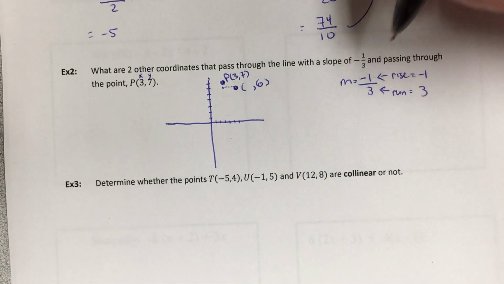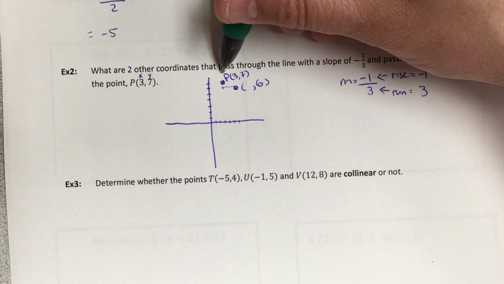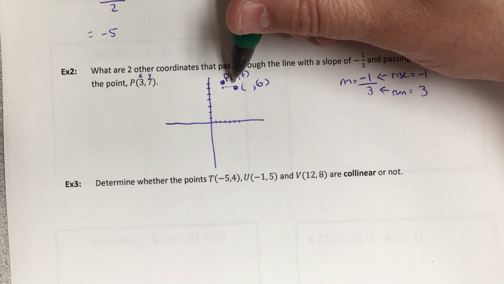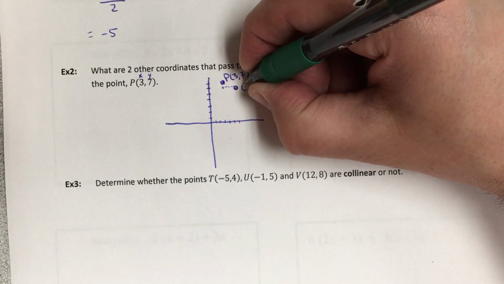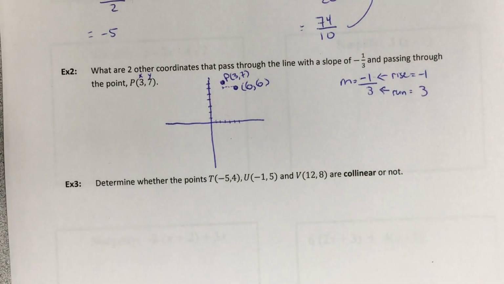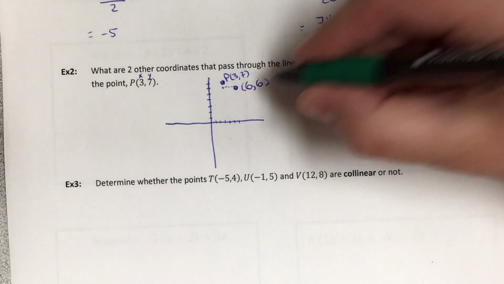For the run, I went to the right 3. So that's going to affect the x coordinate. If I add 3 to x, I'm going to end up with 6. So I get a coordinate of (6, 6). So (6, 6) would be on this line. Okay, I need to find 2 other coordinates, so that's 1.